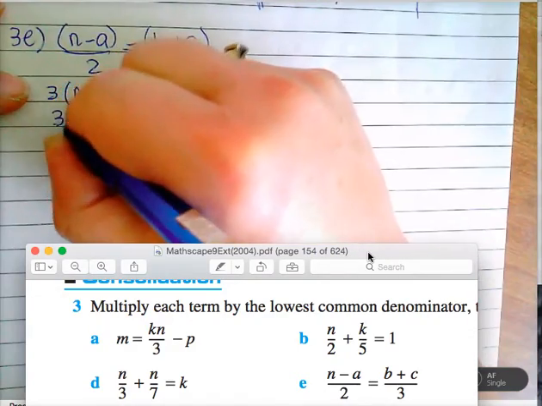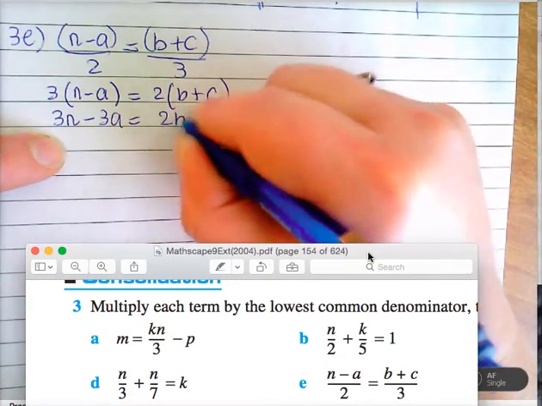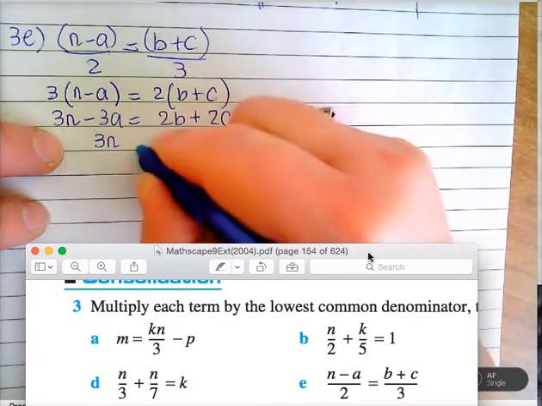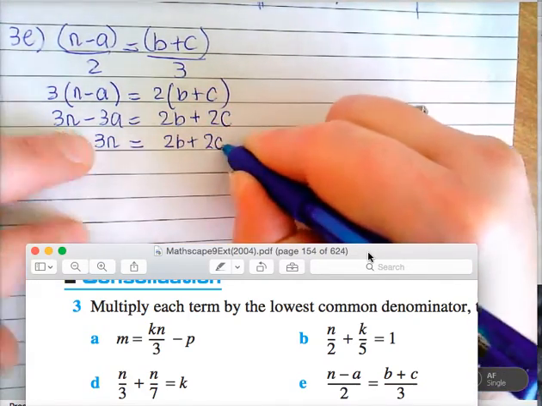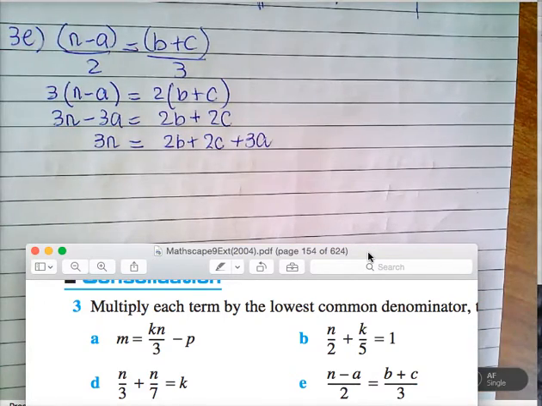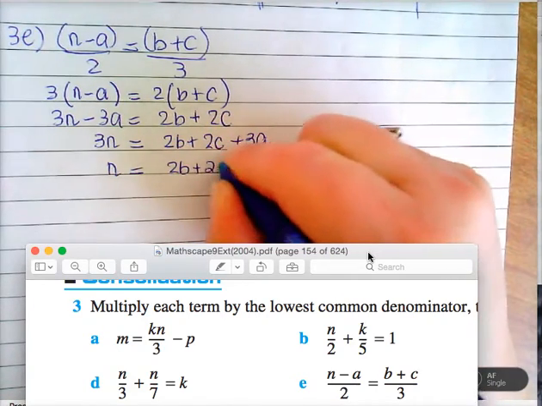I would probably expand. 3n minus 3a equals 2b plus 2c. We're trying to make n the subject, so 3n equals 2b plus 2c plus 3a. Now what do you do? You divide how much of it? All of it.